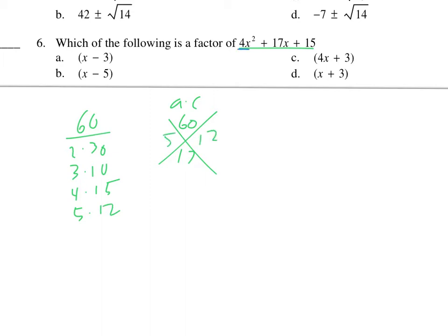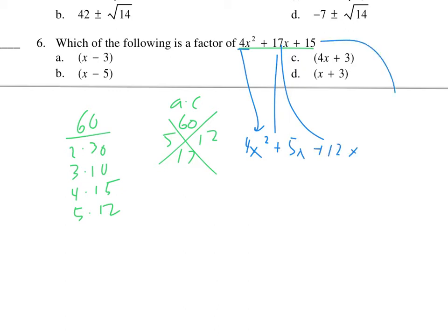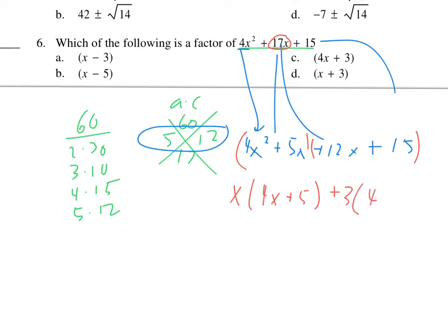All right, I do have the 4 out front, which means I need to use my grouping technique or the inside-out box, and I'm going to split this 17x up into 5x and 12x. I do use 5 and 12 because those are the numbers right there, but I do attach the x because it has to add up to that middle term. Now I'm going to do my grouping here. The first group, I can only take out an x, and that leaves me with 4x plus 5. The second group, I can take out a 3, and that leaves me with 4x plus 5. So I'm going to then put one parentheses for the stuff outside and one for the stuff inside.